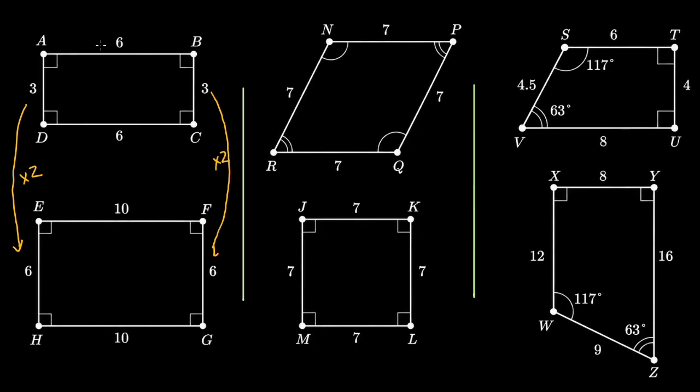But in order for these to be similar, I would have to multiply by 2 to go from AB to EF. But if I multiplied by 2, I don't get to 10. I would get to 12. So these two are not similar.